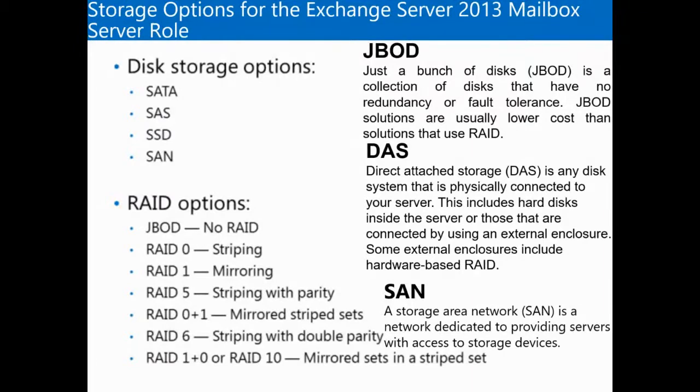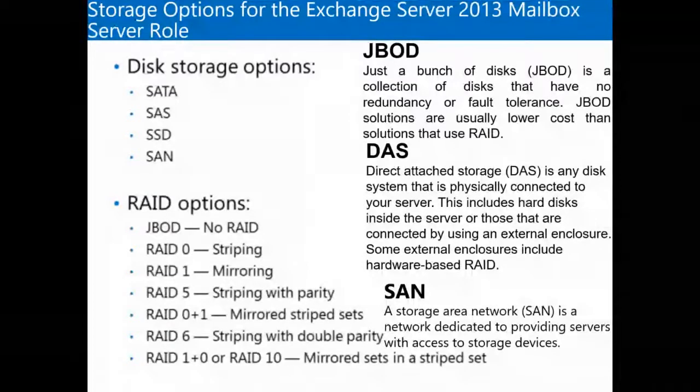RAID 5 is striping with parity. It increases fault tolerance by spreading data and parity information across 3 or more disks. So here, RAID 0 has no backup copy, RAID 1 has a backup copy, and RAID 5 needs 3 or more disks. If one disk fails, the missing data is calculated based on the remaining disks. Read and write performance of RAID 5 is slower than RAID 0. At most, only 1/3 of the disks are used to store parity information.